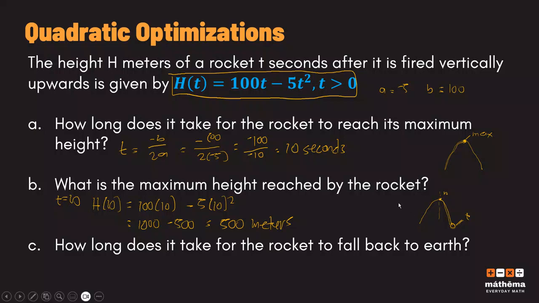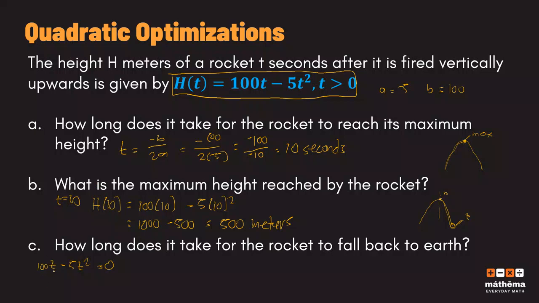So what we are going to do is, again, solve this using a quadratic equation, completing the square, factoring, or whatever method you want. So for this example, I will just use the factoring method. So I will write 100t minus 5t squared equals 0. So the height is 0. We are looking for the time.